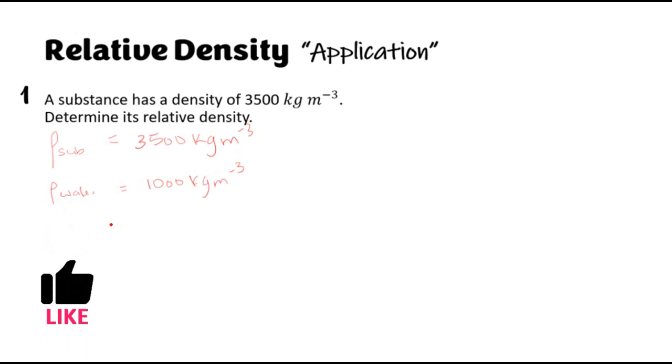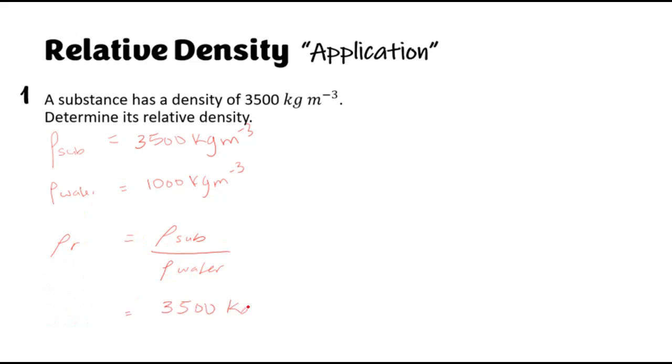So now we put our formula and then plug in. Now we substitute. So naturally the units will cancel, and then we can factorize those zeros. So we end up with 3.5. So it means then that this substance is 3.5 times more dense than water.